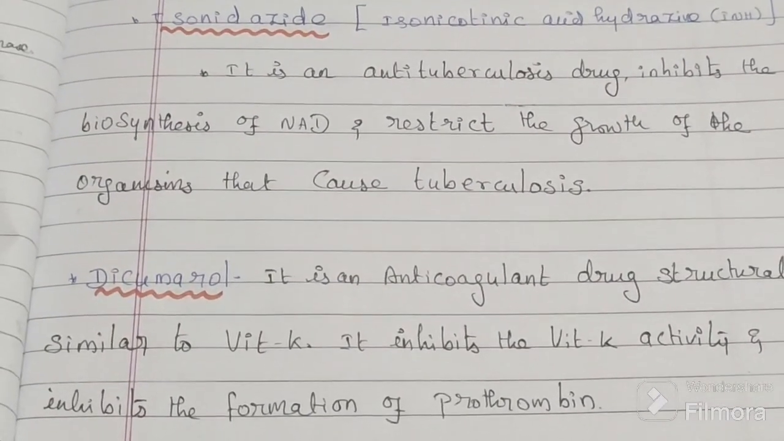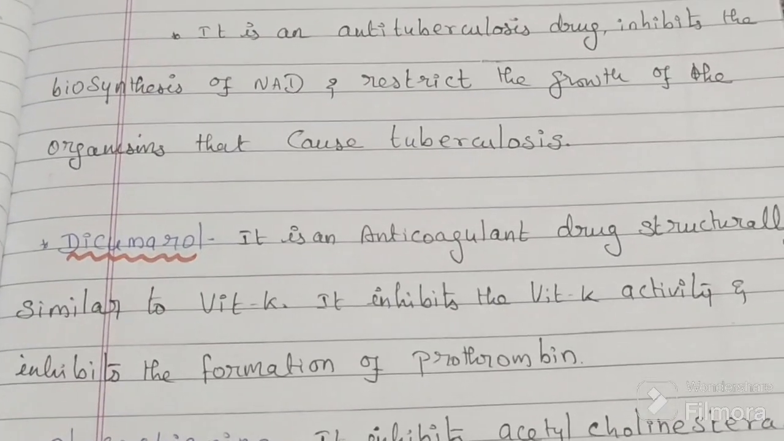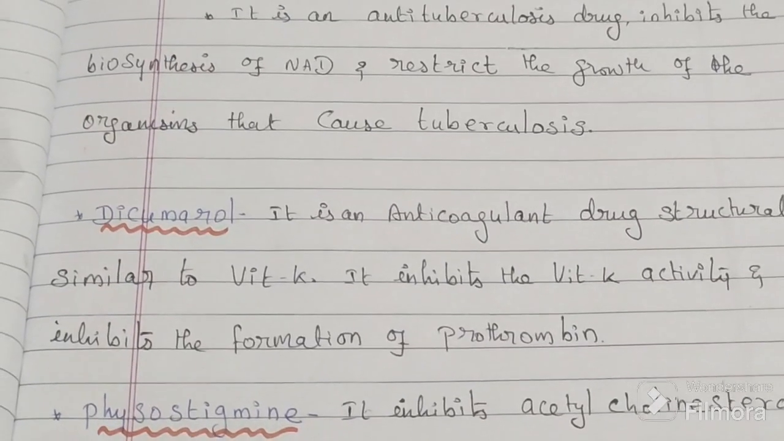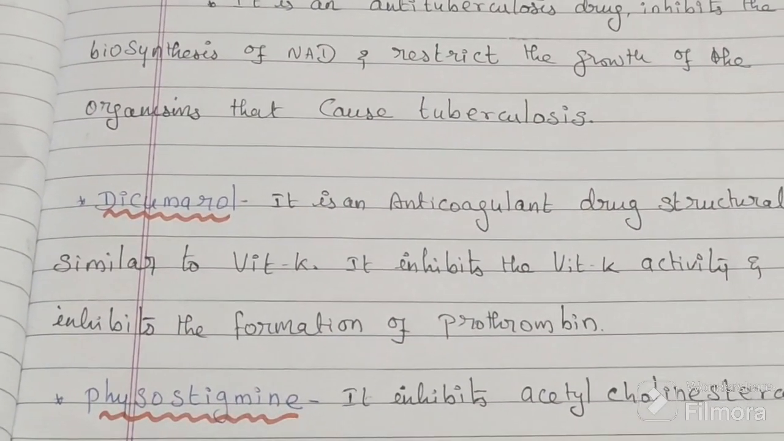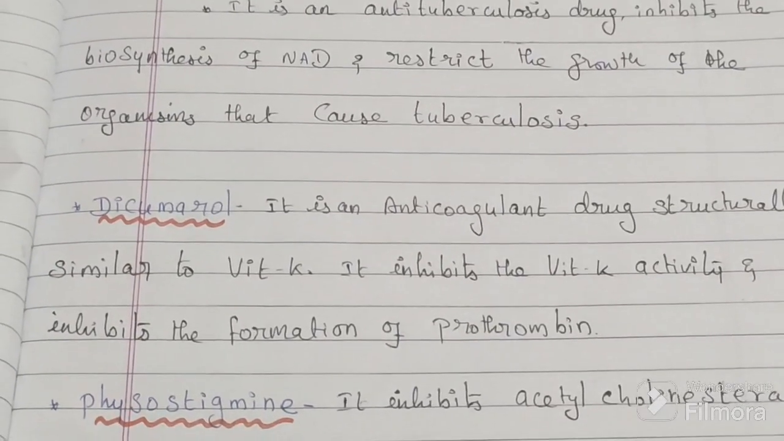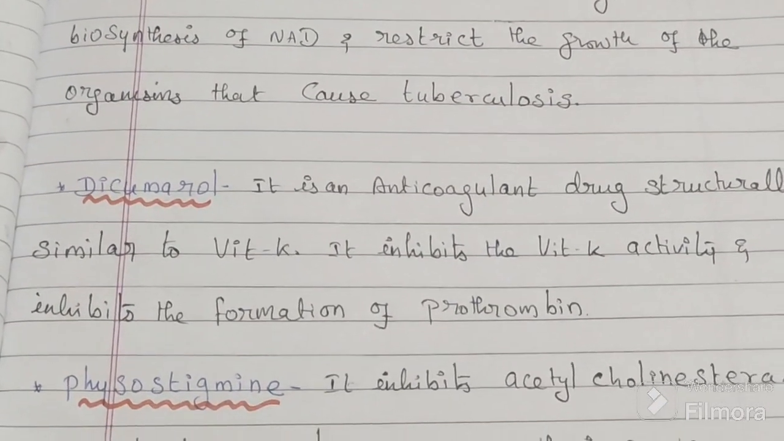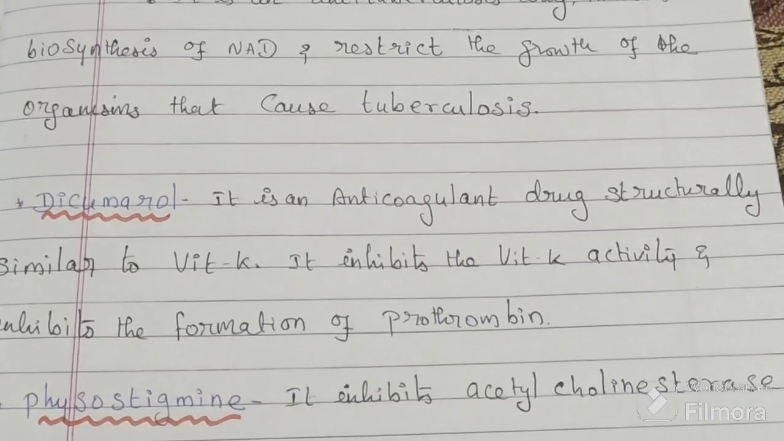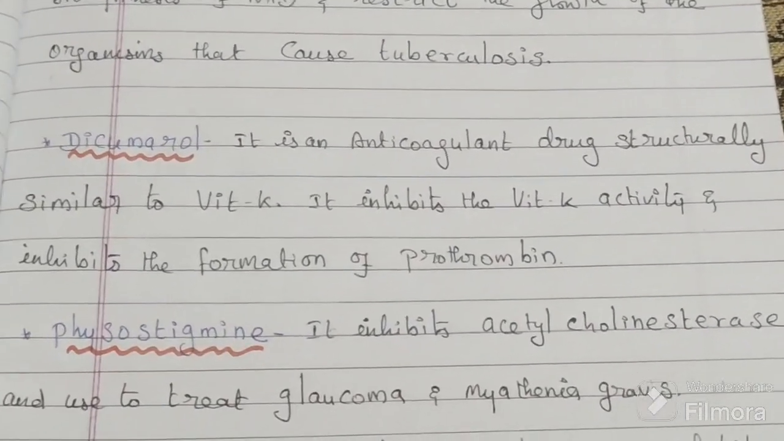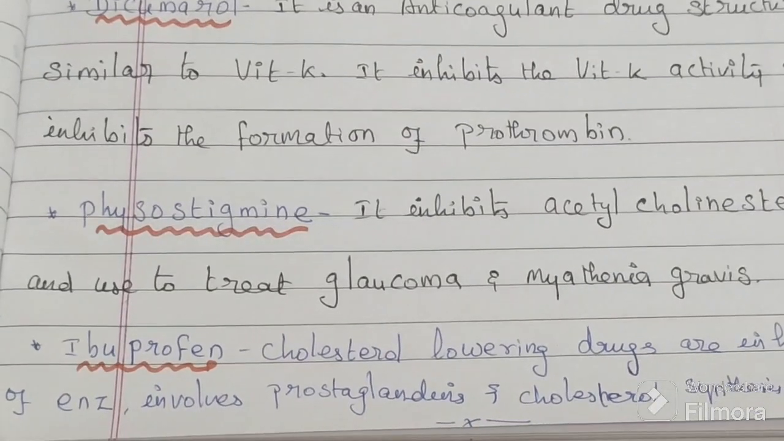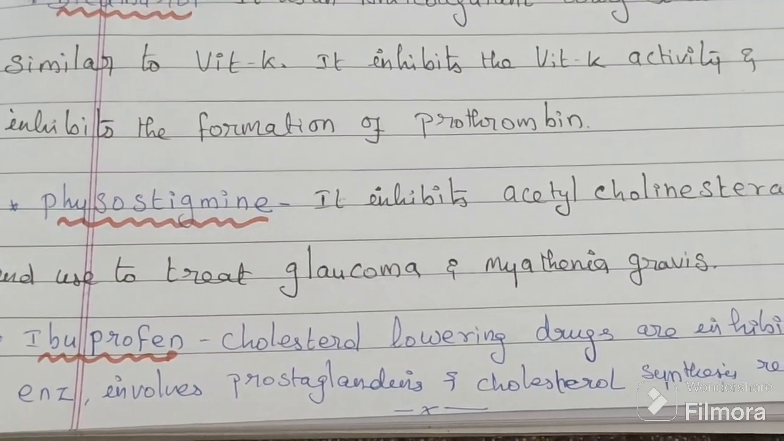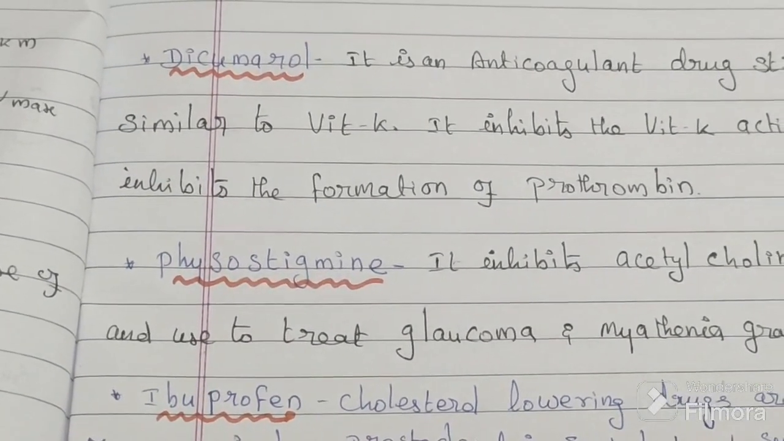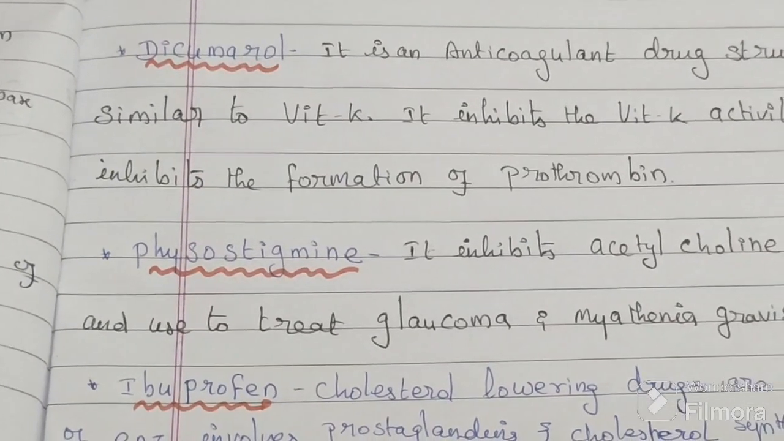Next, dicumarol, an anticoagulant drug. It is structurally similar to vitamin K, inhibits vitamin K activity, and thereby the formation of prothrombin. Acetylcholinesterase inhibitors are used to treat glaucoma and myasthenia gravis. So these are all drugs which act as competitive inhibitors to treat these disorders.